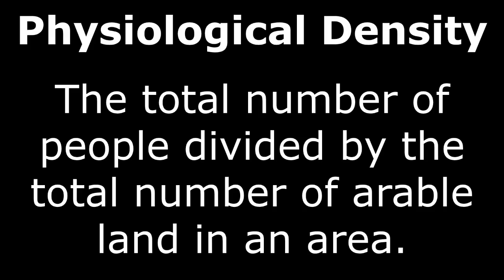Then there's physiological density, which is the total number of people divided by the total amount of arable land in an area. What's arable land, you may ask? Well, it's just land that can be used for farming.